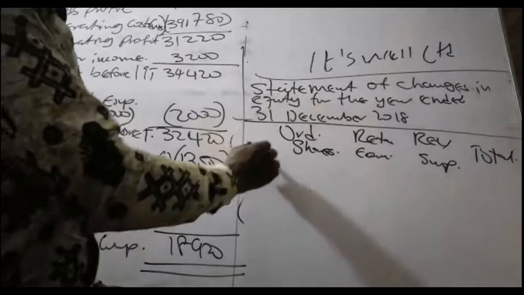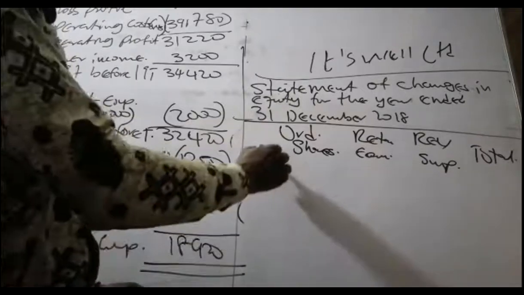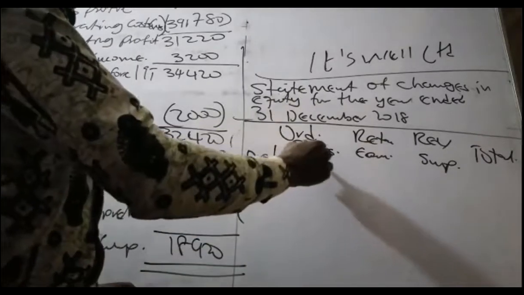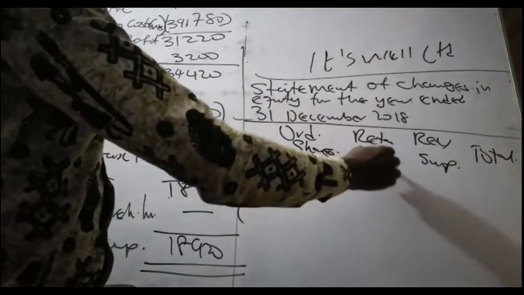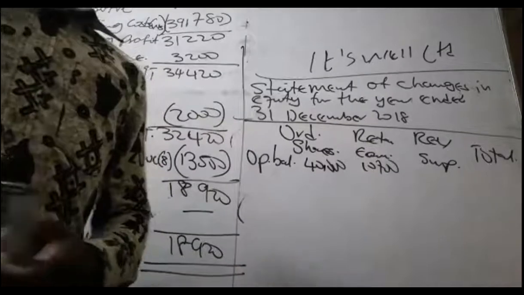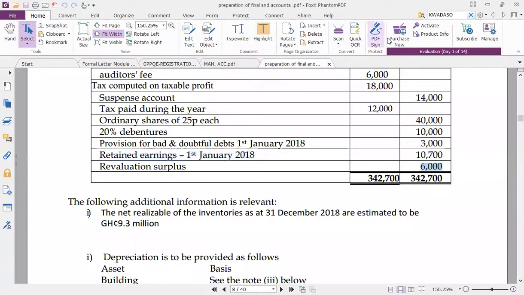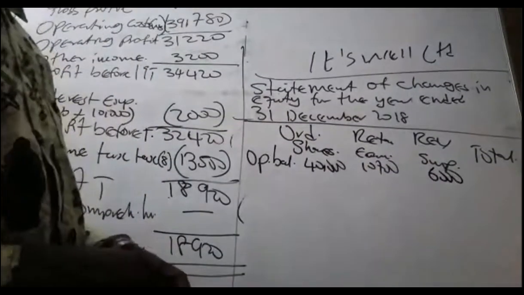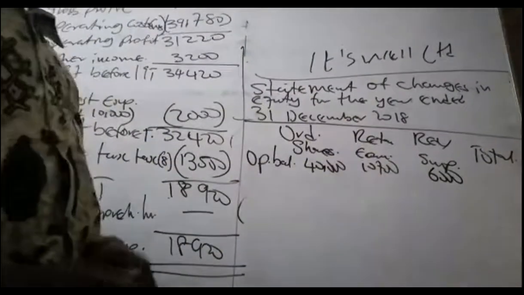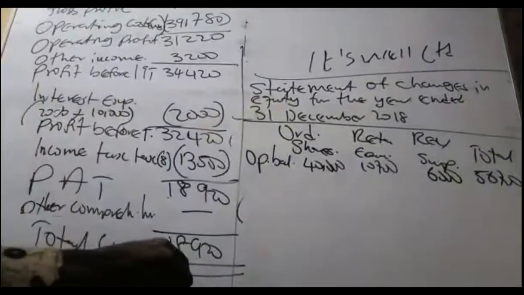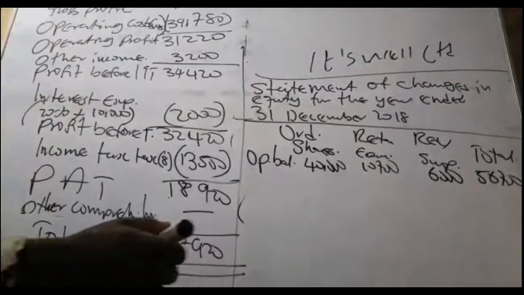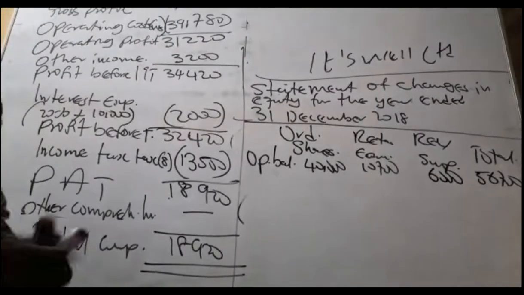Then we call the opening balance. So what are the opening balances? This one was 40,000, 10,700. Revaluation surplus was 6,000. Yeah, revaluation surplus 6,000. That's the opening balance. We put a total. So this one will give us 56,700. Then now, when you come here, you check for issue of ordinary shares.